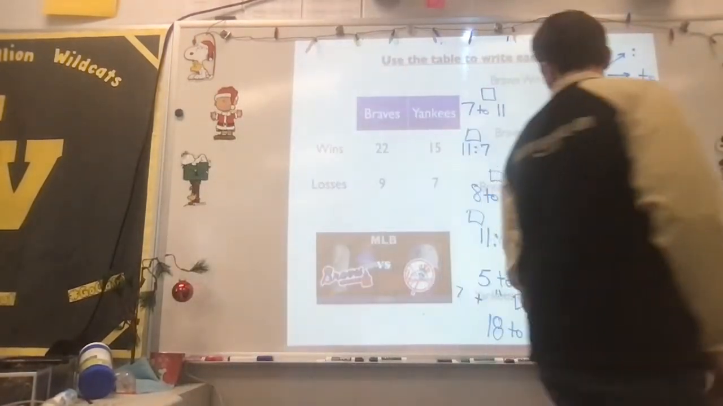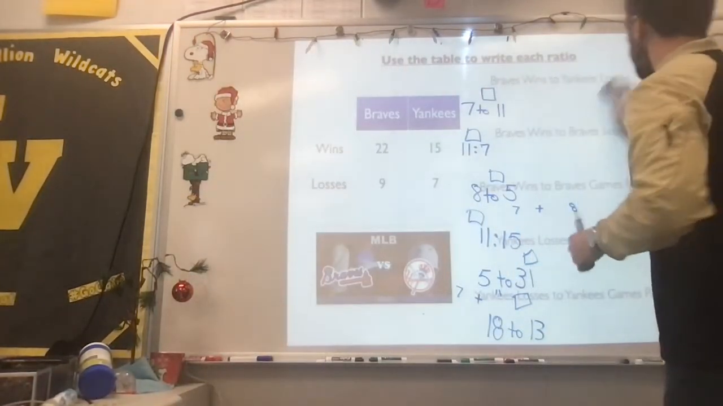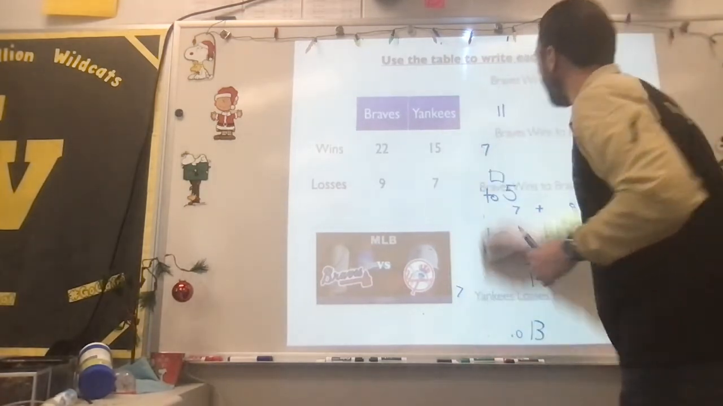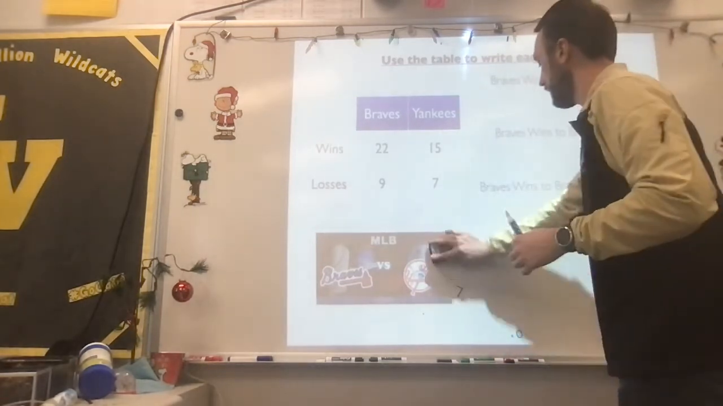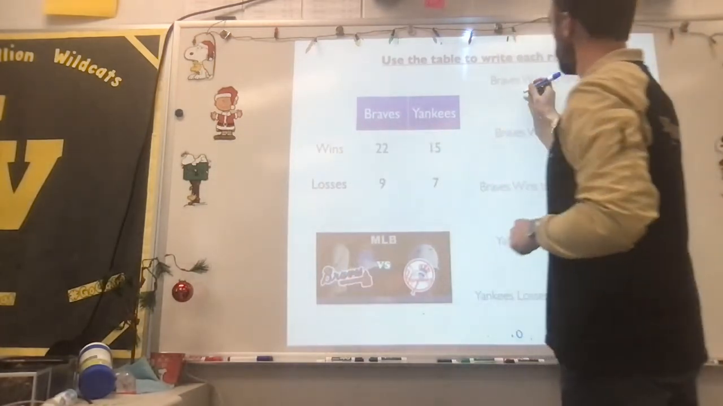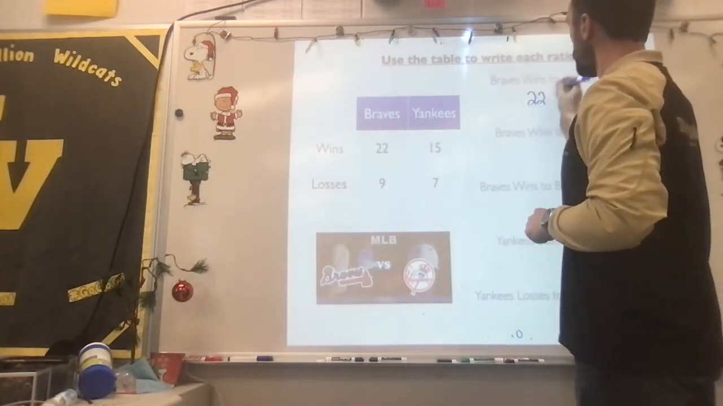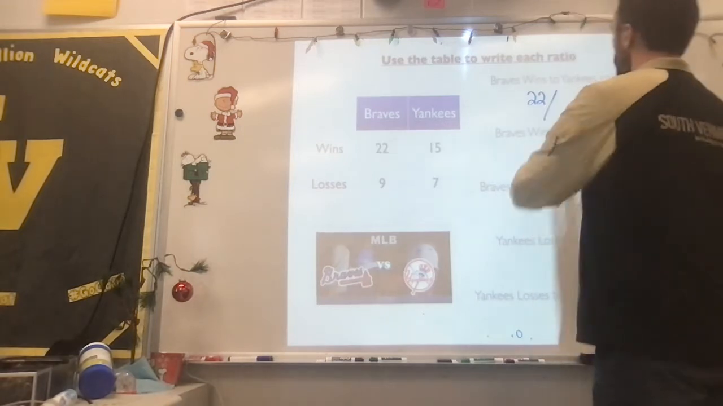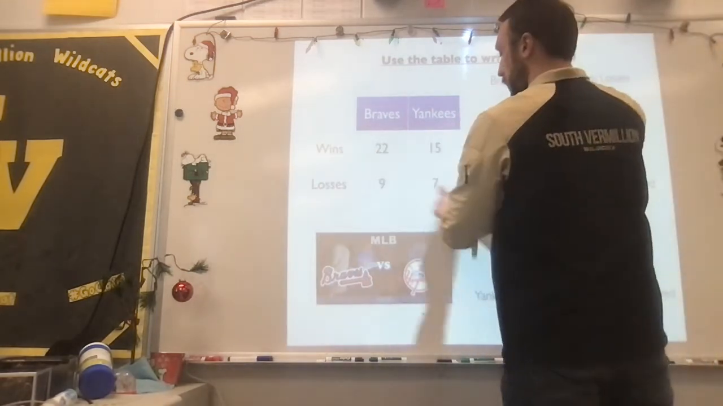Now let's look at a table of Braves and Yankees. It says Braves wins to Yankees losses. Let's find the Braves. Let's find the wins. The Braves would win 22. Let's write this one as a fraction. We haven't used that yet. Fraction. And the Yankees losses, 7.